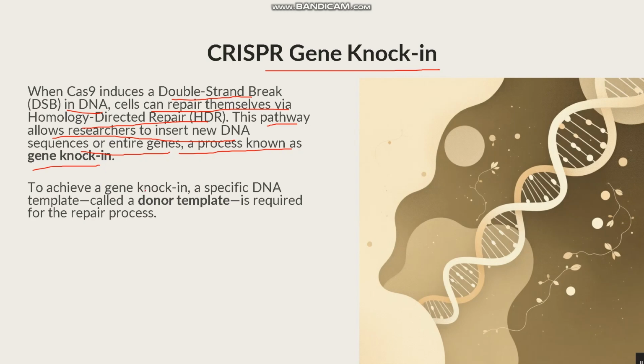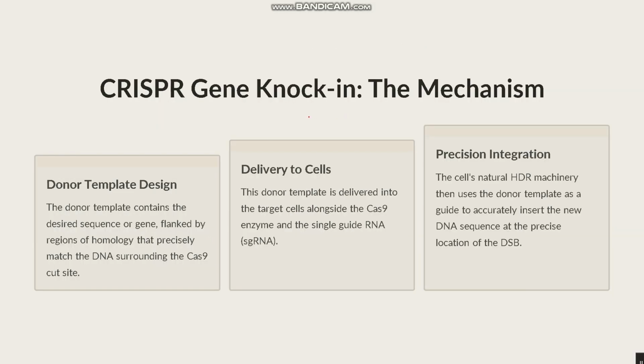To achieve a gene knock-in, a specific DNA template called a donor template is required for the repair process. So, the CRISPR gene knock-in mechanism. First of all, we need to design the donor template by using in silico tools. The donor template contains the desired sequence of the gene, the gene or sequence we want to add into the DNA, flanked by regions of homology that precisely match the DNA surrounding the Cas9 cut site.